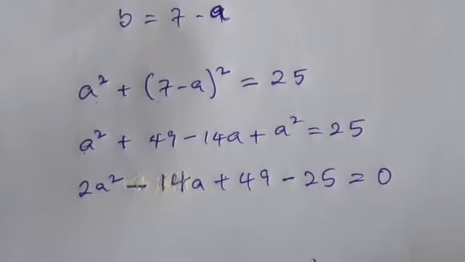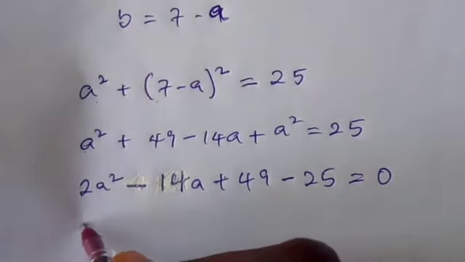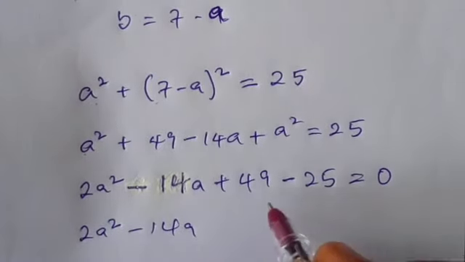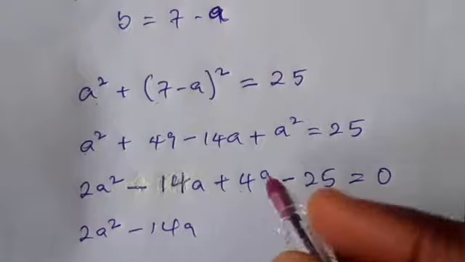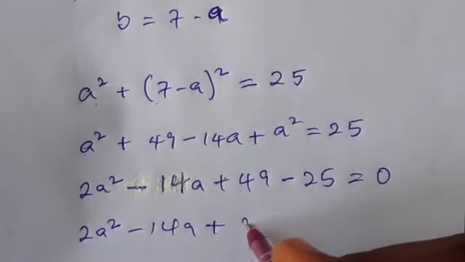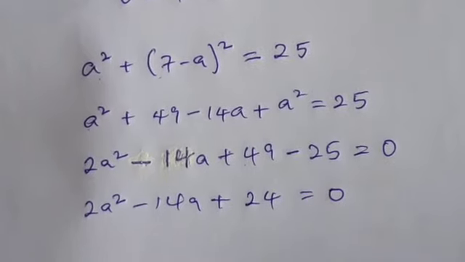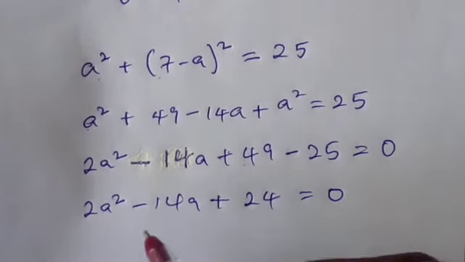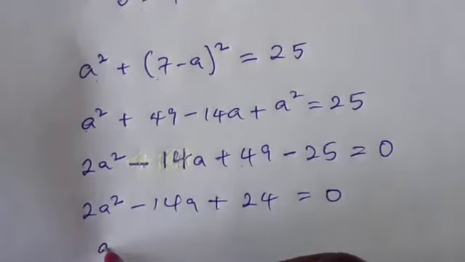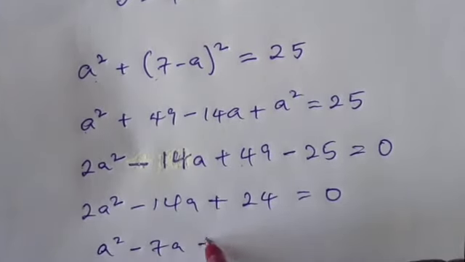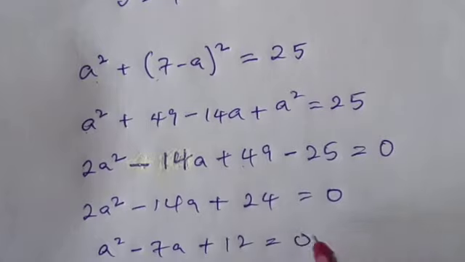Now we have 2a square minus 14a. By subtracting this one, we have plus 24 equals 0. Now let's divide both sides by 2. We have a square minus 7a plus 12 equals 0.